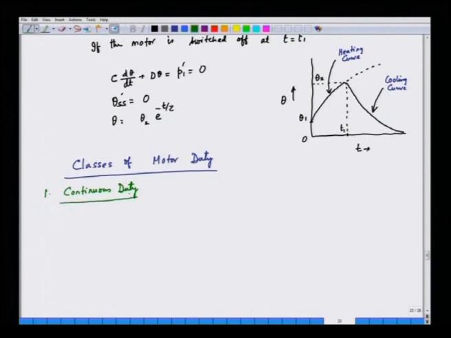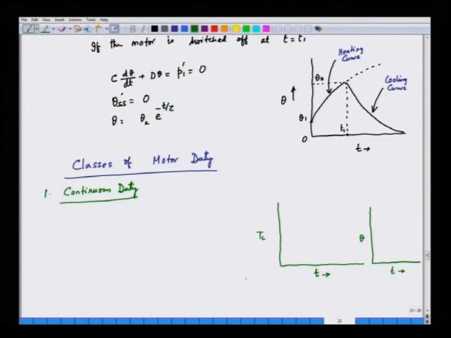Now, in continuous duty, what we have here is the following. We will first draw the load torque curve. This is the load torque and this is time, and we will also draw here the temperature rise theta against time.